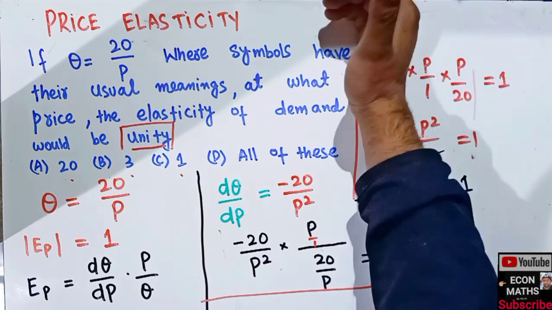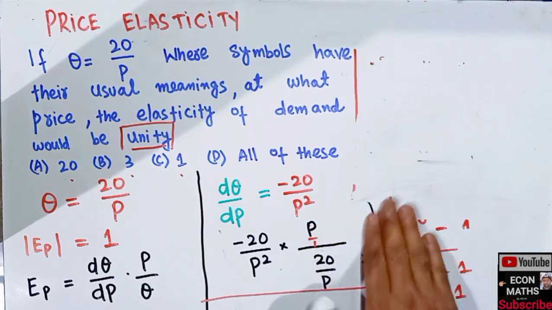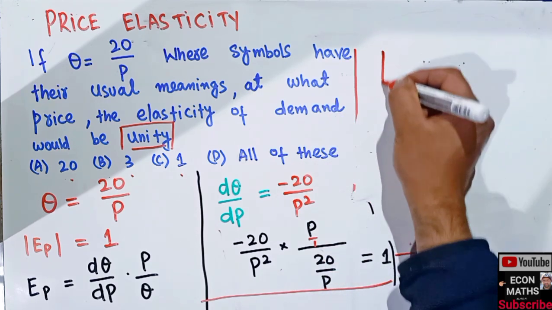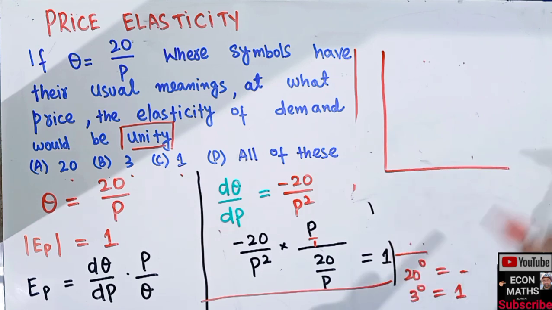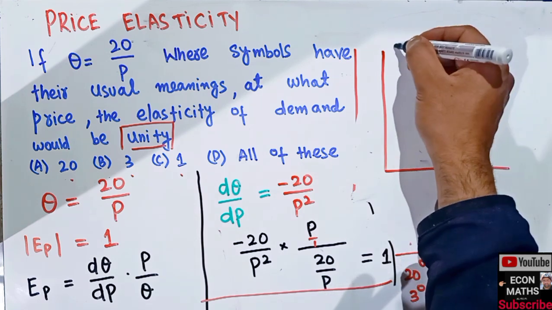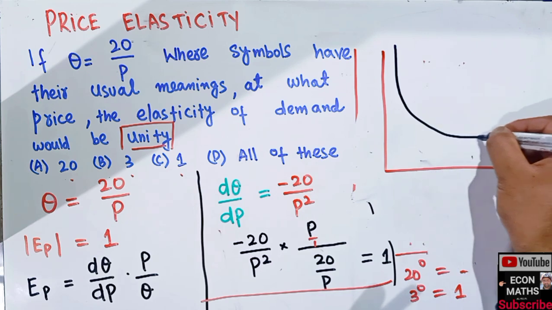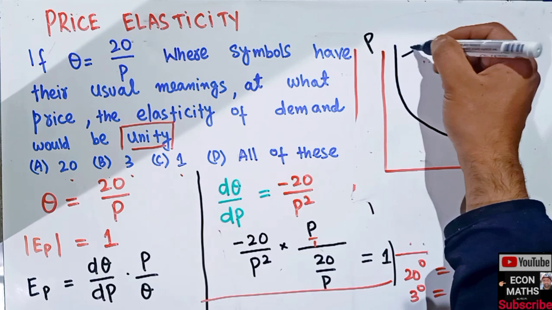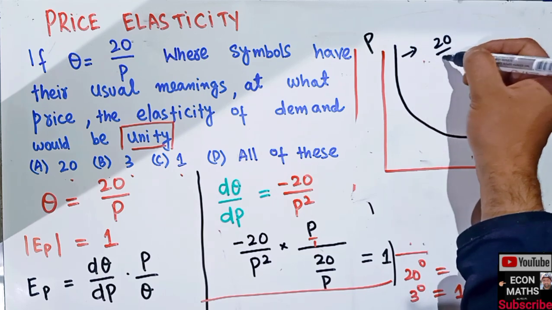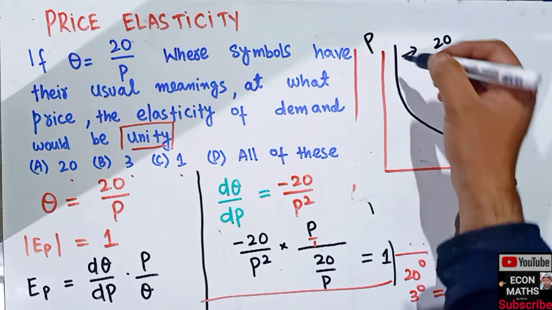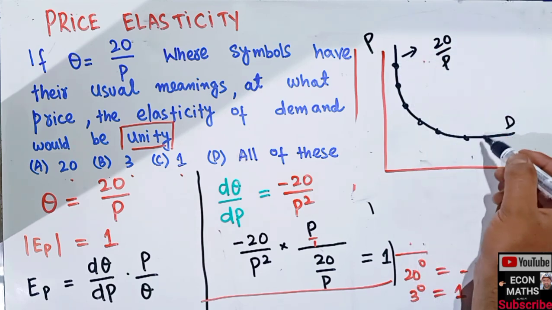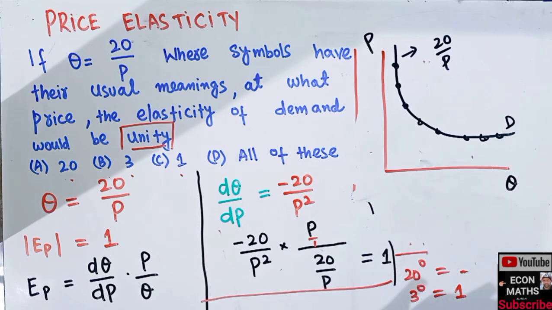It is a case of rectangular hyperbola. A rectangular hyperbola is a demand curve where the elasticity of demand remains the same at all points. If we have quantity on this side and price on this side, this will be our 20 upon P, that is our demand function. So elasticity at any point on this curve will be equal to unity. Okay, I hope I make myself clear in this video. Thank you.